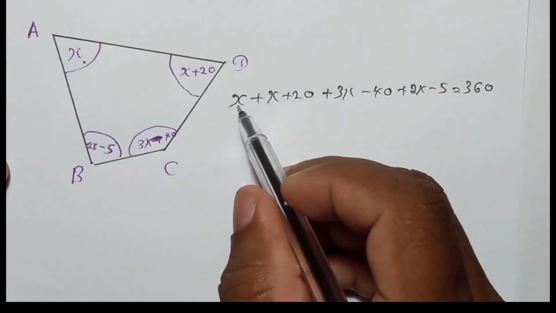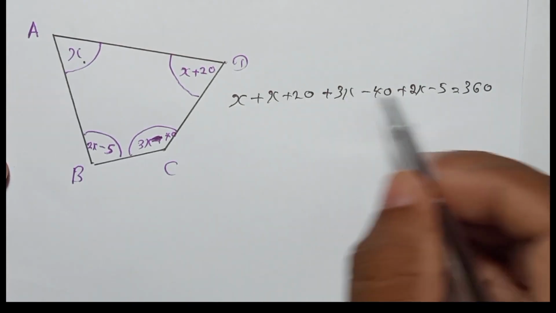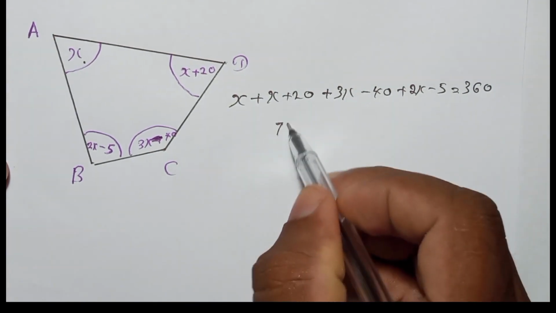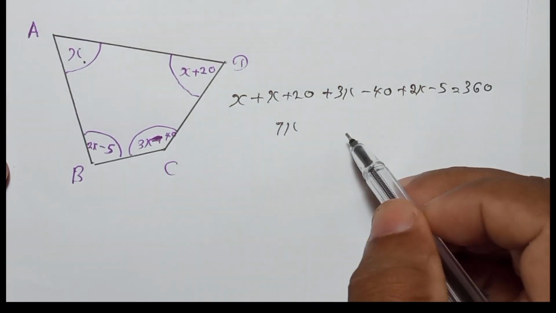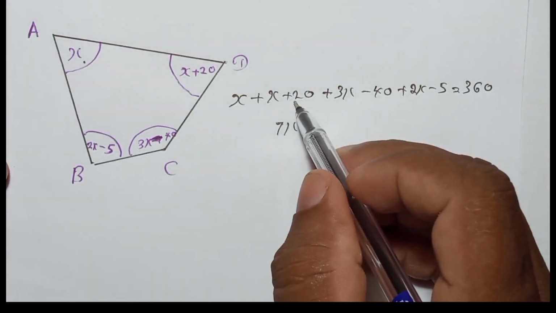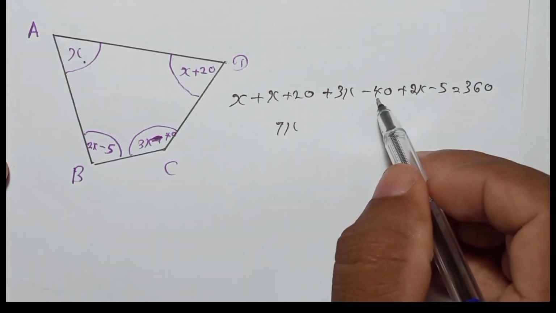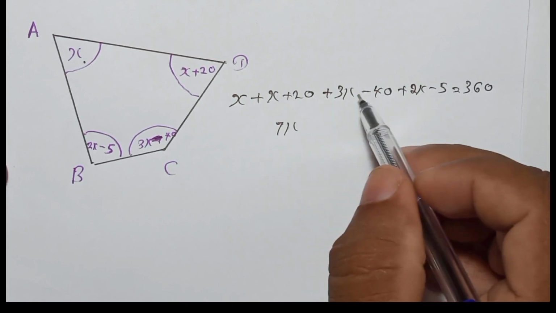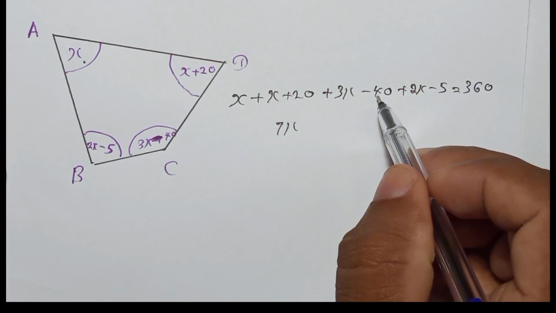So let's try: x plus x is 2x, 2x plus 3x is 5x, 5x plus 2x is 7x, like that. These all x are positive, plus plus plus, so very easily you can add. Then here plus 20 minus 40. So what's the answer? Plus 20 minus 40. You can enter it in a calculator and get the answer, but if you need to do it in your mind, you can do it like this.